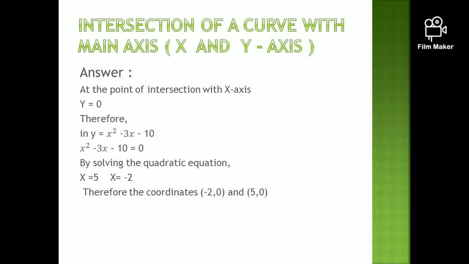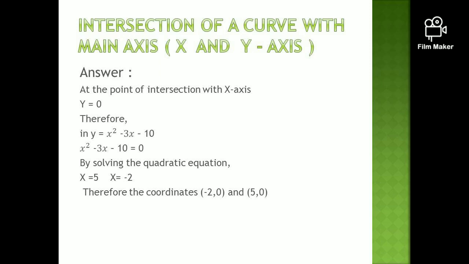To find the coordinates of the intersection of y equals x squared minus 3x minus 10 with the x-axis, we can substitute y equals 0 in the equation y equals x squared minus 3x minus 10. That gives you the equation x squared minus 3x minus 10 equals 0. By solving this quadratic equation, you can obtain the answers x equals 5 and x equals minus 2.